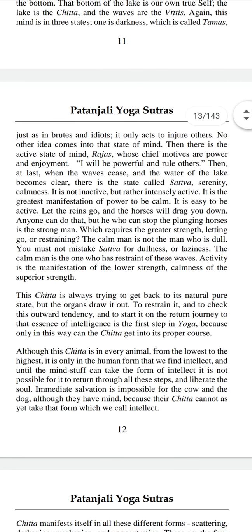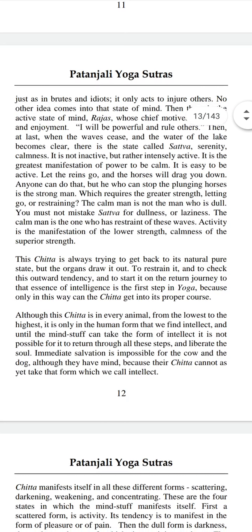So, this chitta is always trying to get back into its natural pure state, but the organs draw it out. To restrain it and to check this outward tendency and to start it on the return journey to the essence of intelligence is the first step in yoga. Now, here they have moved to yoga, the author has told the first step in yoga, because only in this way can the chitta get into the proper course.